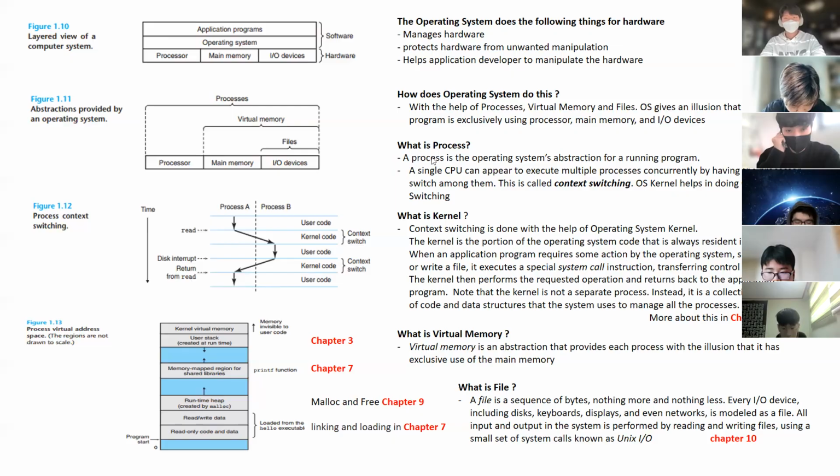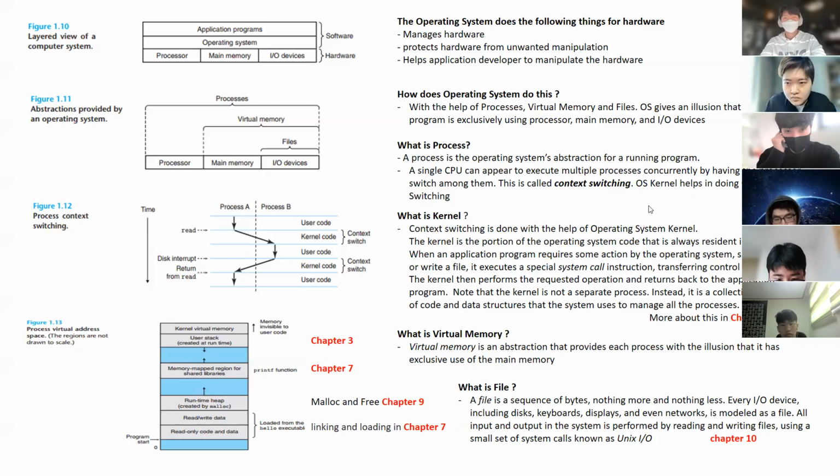Okay, so what is a process? A process is an operating system's abstraction for running a program. A single CPU can appear to execute multiple processes concurrently by having the processor switch among them. How do they do that? Using context switching.